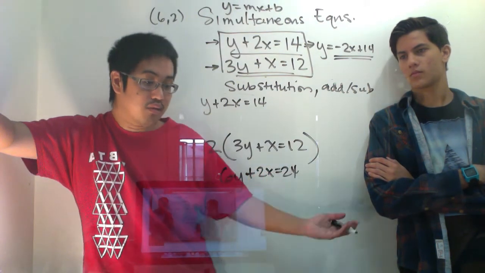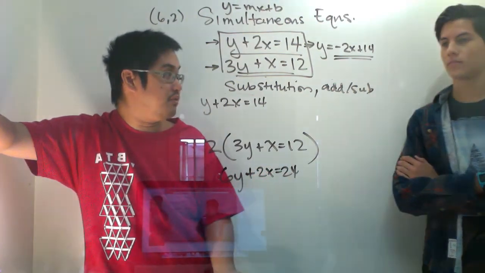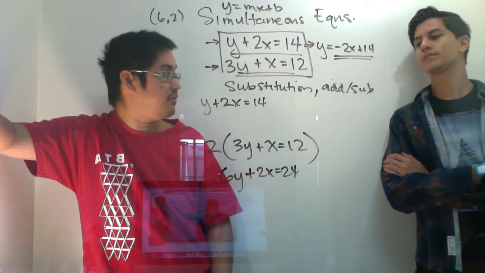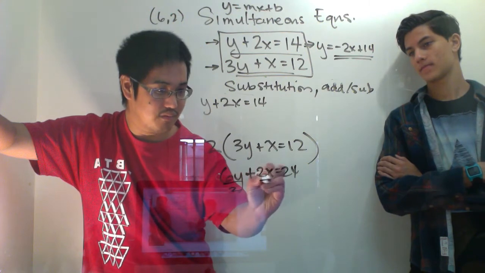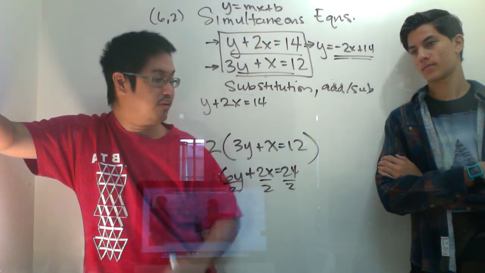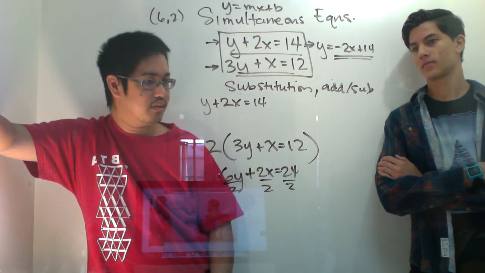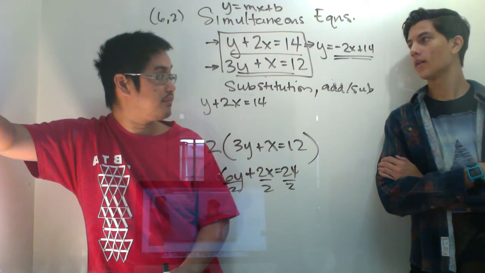I'm totally allowed to do that because I can divide everything by 2 and then get back exactly what I have. I could reduce this by dividing everything by 2, and I would get 3y plus x equals 12. That is totally allowed. Does that make sense?